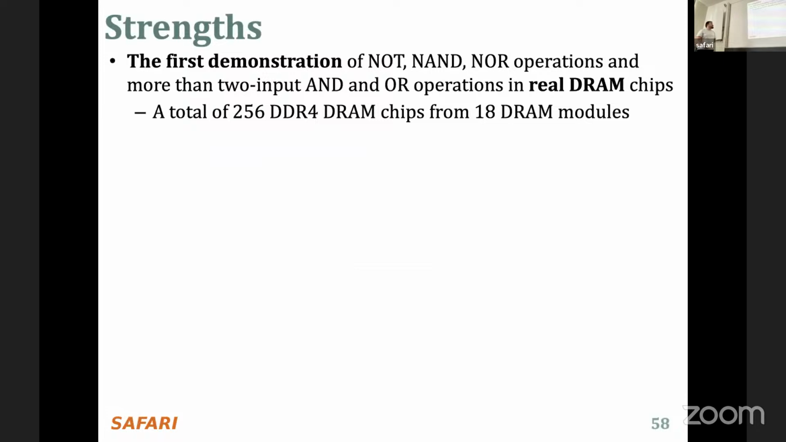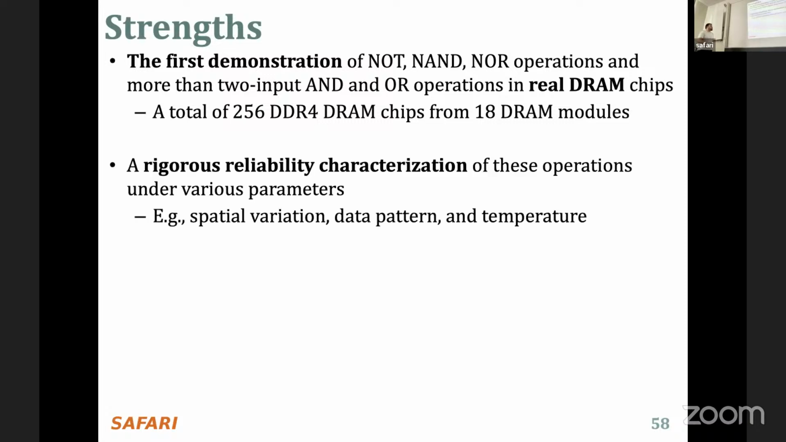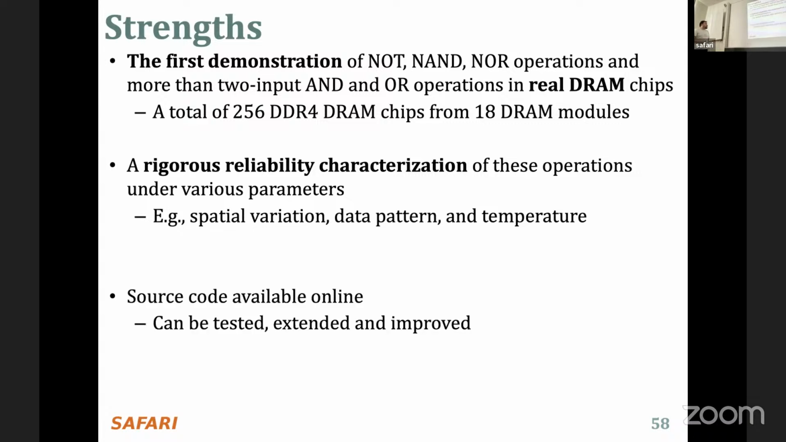So, the strengths. First, this is the first demonstration of NAND and NOR operations with more than 2 inputs, and an AND and OR operation, in real DRAM chips. A total of 256 DDR4 chips are tested. I think it's good. And there is a rigorous reliability characterization of these operations under various parameters. I didn't show it, but we have the analysis on spatial variation, data pattern, and temperature. And the source code is available online. It can be tested, extended, and improved.